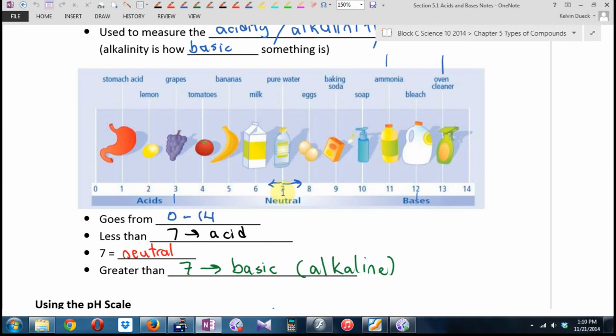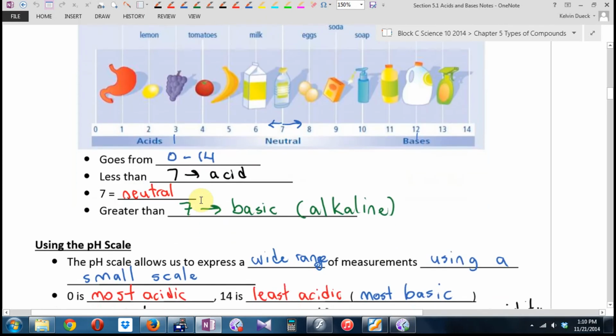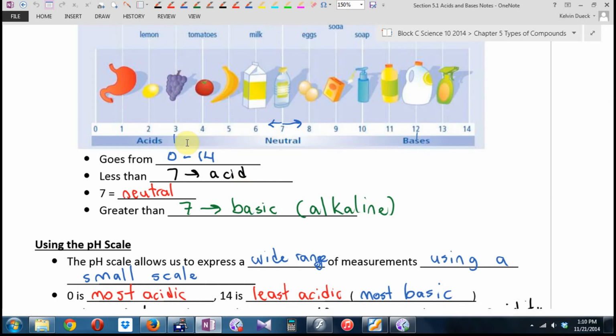Okay? So pH goes from 0 to 14. Less than 7 is acid. You don't have to memorize that, you can just read it from your sheet. So if you look at your yellow sheet, it does say acid over on the left. But you have to be able to interpret it. And bases, what's the fancy word for basic? Also begins with the letter A?